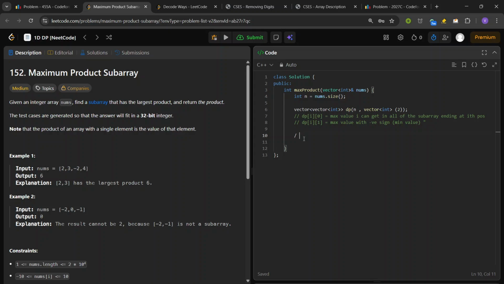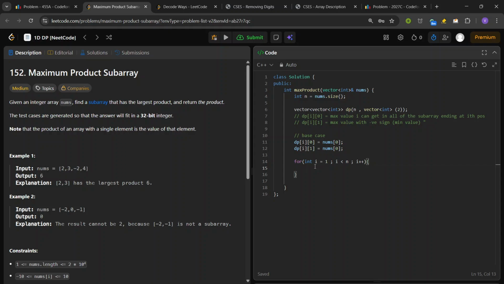Now we have to think of the base case. What is the base case? We have to count the answer for the first one only. So the max and min both are going to be just this case. This is only min and this is only max. Then we will just loop over all of the elements.